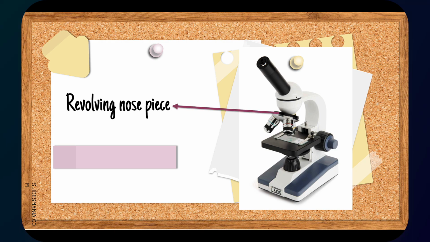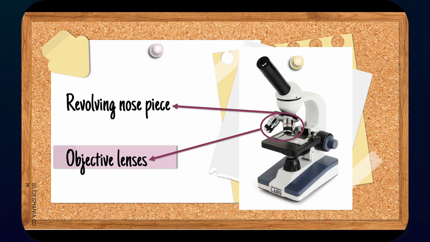You should always change the objective lens by turning the revolving nose piece, not by pushing or pulling on an objective lens. That can actually break the lens. There are usually 3 or 4 different lens choices, ranging from magnification of 4 times to 40 times. If there are 4, the 4th one will magnify 100 times.